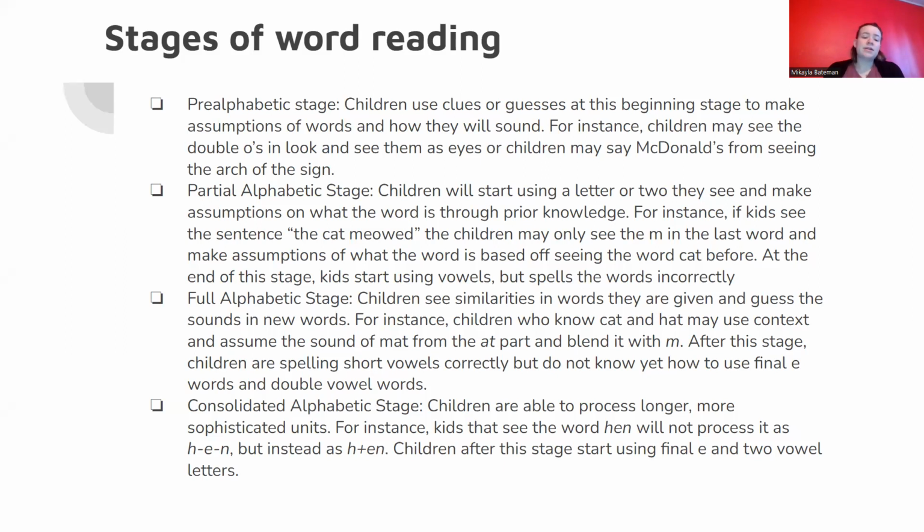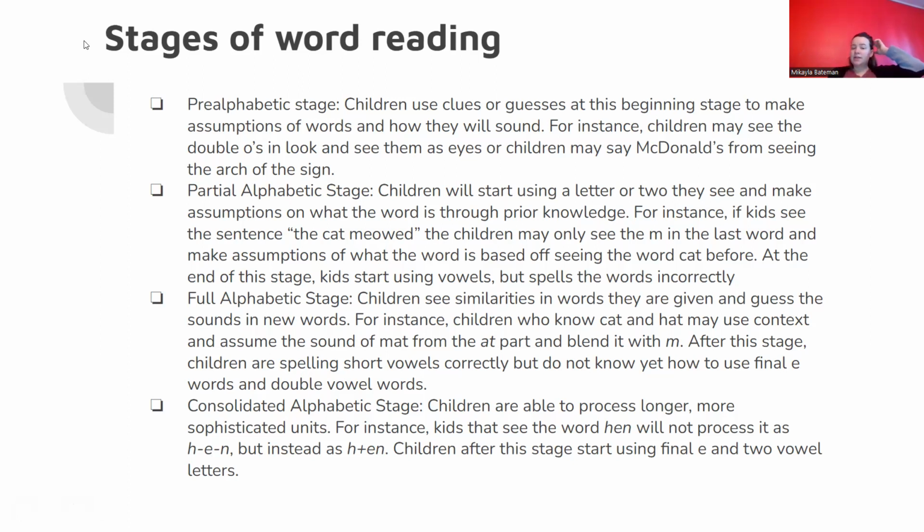The next stage is the partial alphabetic stage, where children will start using a letter or two they see and make assumptions on what the word is through prior knowledge. For instance, if kids see the sentence, the cat meowed, those children might only see the M in the last word and make an assumption of what the word is based off of seeing the word cat before it. And then at the end of this stage, kids will start using vowels but spell the words incorrectly.